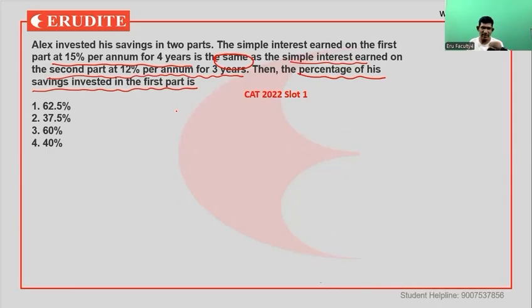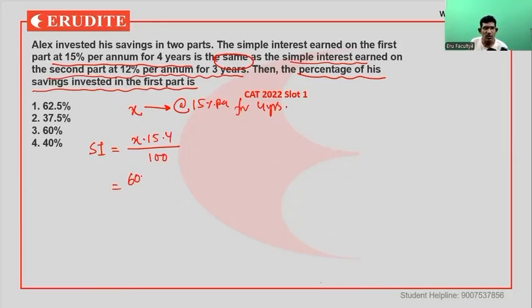So here it's SI and percentage mixed up. So fine, what do you do? Let's take the first part as X. Now X is invested at 15% per annum for 4 years. So what is the simple interest? Directly, the simple interest formula we know, PRN by 100. So X into 15 into 4 upon 100, which is equal to 60X by 100.